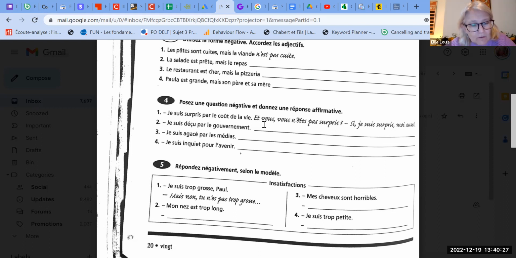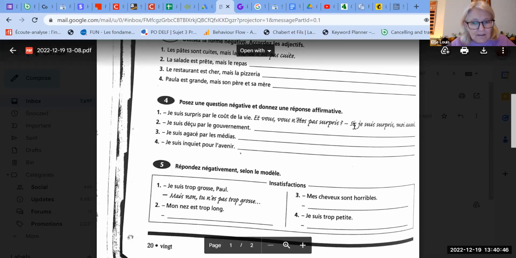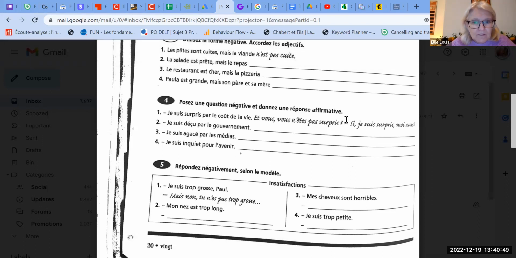Now, that's a common way of asking a question, by the way. That's nothing to do with reflexive or anything. This gets your attention. Et vous, get your attention, and then ask you the question. Vous n'êtes pas surpris? Aren't you surprised? So the negative's coming in the question. Si, je suis surpris, moi aussi. Yeah, I'm surprised, me too. So si, because the question was posed in a negative way, and we want to affirm something back on the si. Aren't you surprised? Yes, I'm surprised. Affirmative.